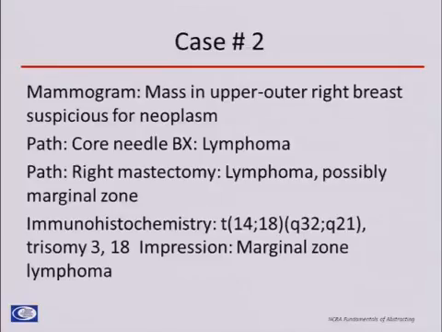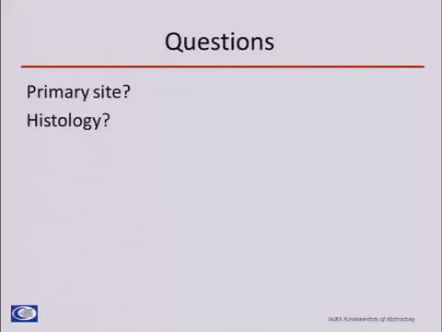Case number 2, we have a mass in the upper outer right breast, suspicious for neoplasm. They did a core needle biopsy that says lymphoma, which is pretty generic, right? And the mastectomy shows a lymphoma, possibly marginal zone, with an immunohistochemistry that shows a translocation of chromosome 14 and 18 on the Q32 and 21 were translocated. And the impression is marginal zone lymphoma. So again, we want to look at the primary site and histology.